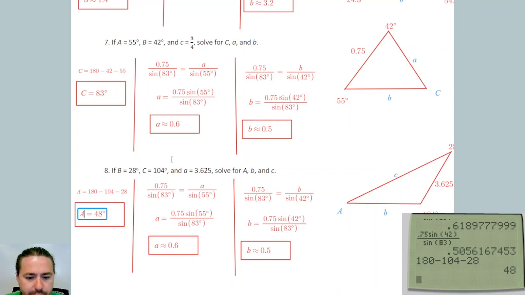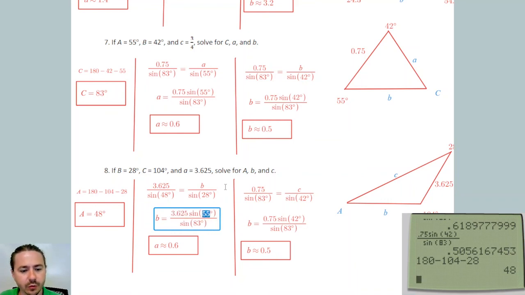So now I need to solve for side B and side C. So we need to change that to B, we need to change this to C. Okay, so side B. We're going to use my pair that I have now, side A, angle A. So 3.625 over the sine of 48 degrees equals B over the sine of 28. And let's solve it out. Okay, so B is equal to 3.625 times the sine of 28 divided by the sine of 48.